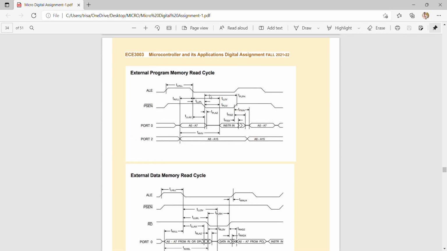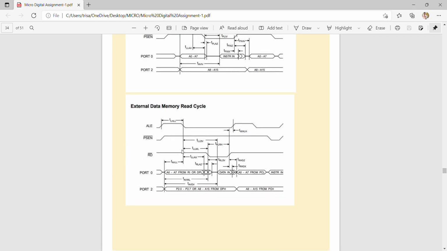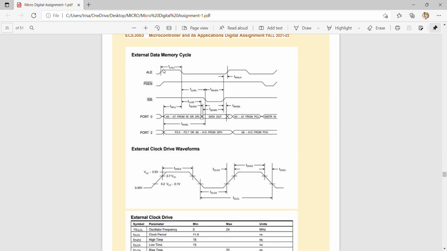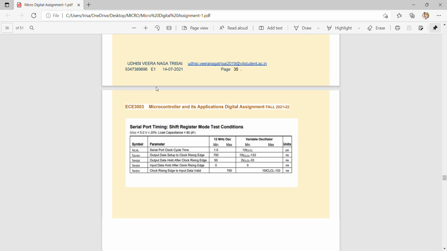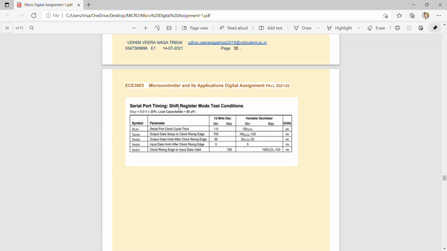And the external program memory read cycle, the external data memory read cycle diagram, the external data memory write cycle, and the external clock drive waveform. And this is the table of the external clock drive, and this is the table of serial port timing, shift register mode test conditions.